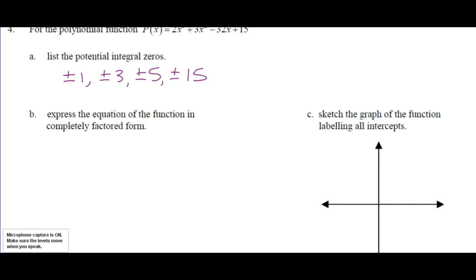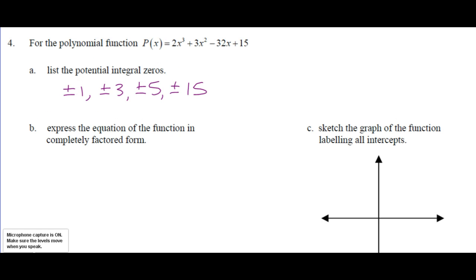Express the equation of the function in completely factored form. So we need to find one of these guys which is a 0. Okay, and then what? Then we're going to divide by the corresponding factor. We're going to, at that point, verify that the remainder is 0, have the quadratic equation, and then we can do the factored form. Okay?